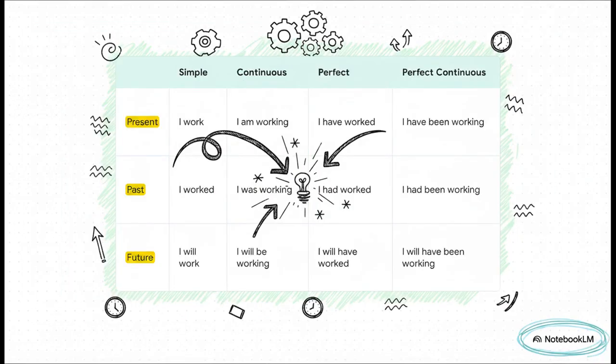And here's what that looks like in action. See how this grid works? You just pick a time from a row, let's say past, and you pick an aspect from a column, like continuous, and where they meet, boom, I was working. Every single one of the 12 tenses lives inside this simple table.